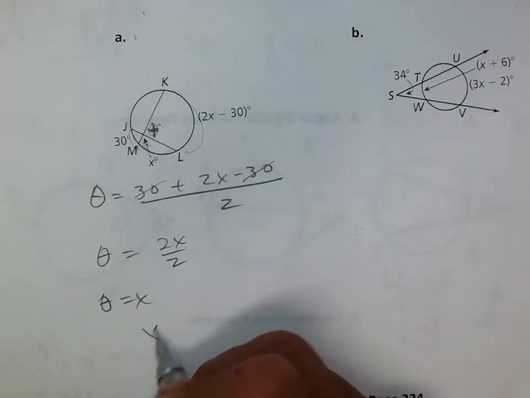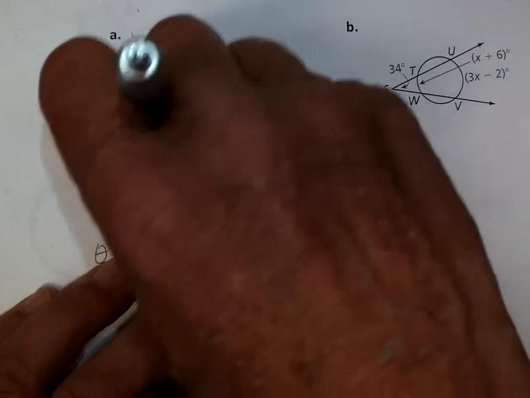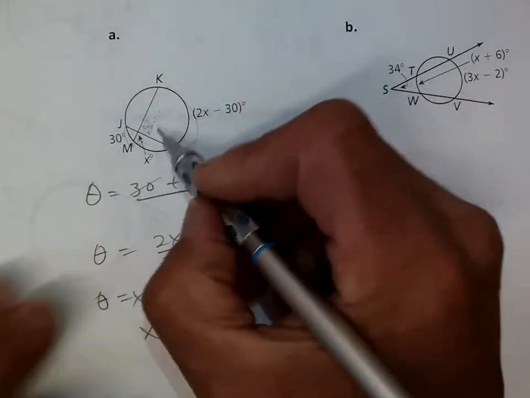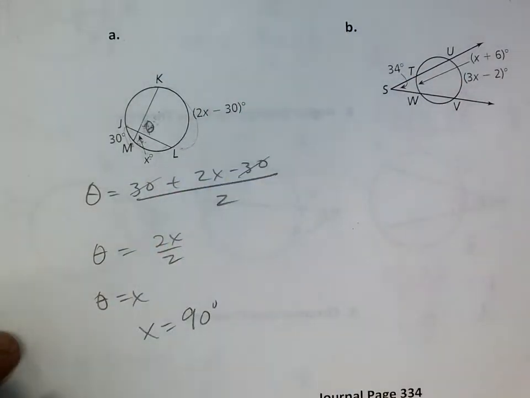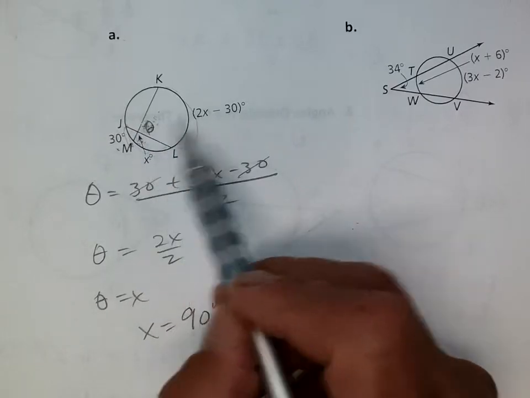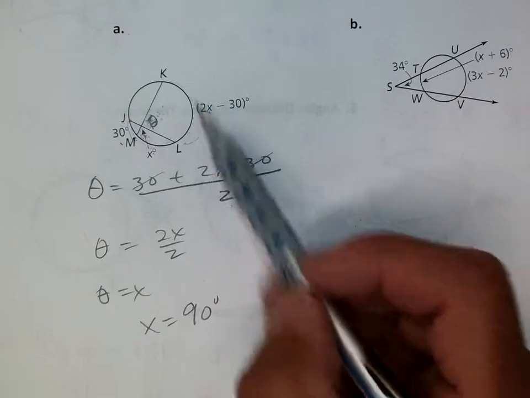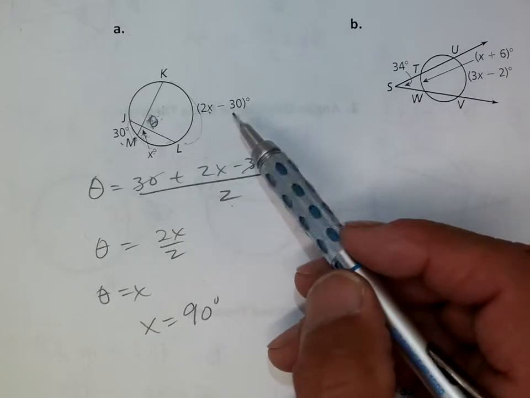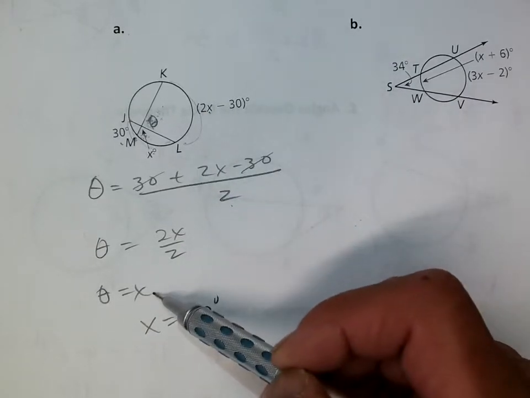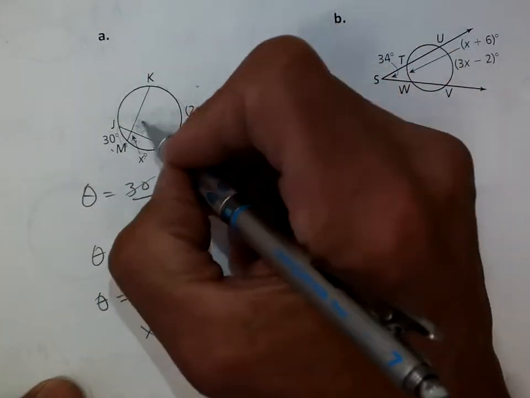So this one was hard. Let me do it again, okay? Let me erase it again. What I did is I found this angle, call it theta, in reference to x. So I said, okay, 30 plus 2x minus 30 divided by 2 is equal to that angle. It's front arc, back arc, divided by 2, okay? So I solved for theta, and theta in terms of x became x. So that means theta is x. So put x back in there.